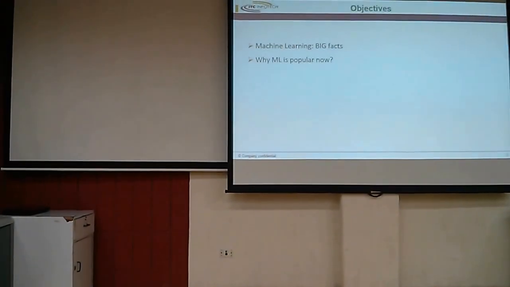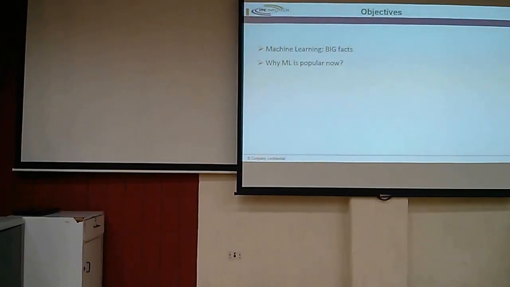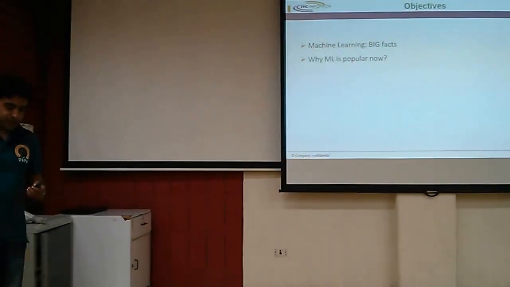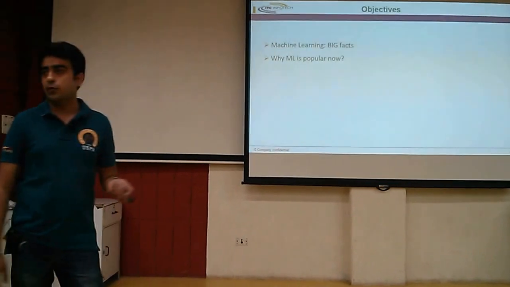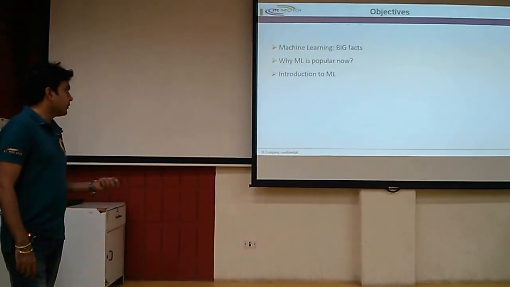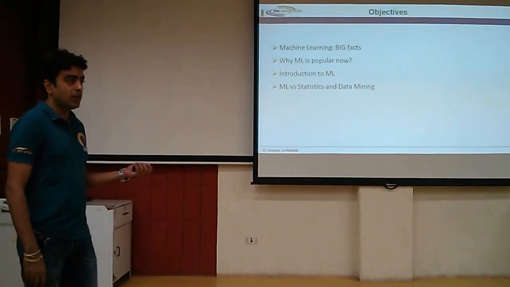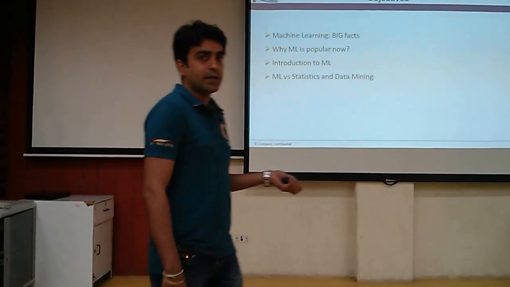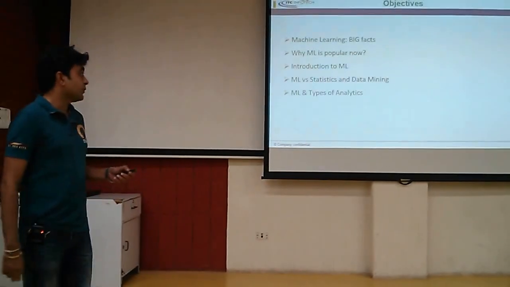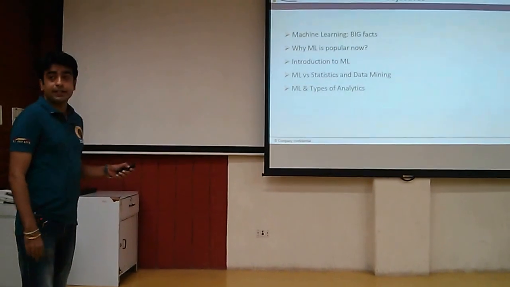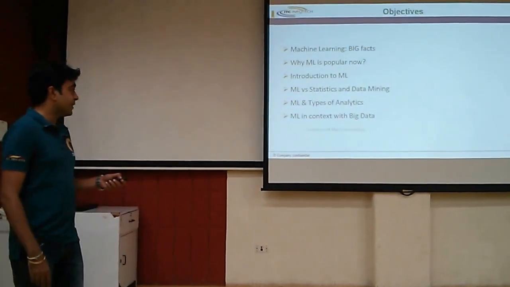We'll first be looking at why it has become popular nowadays, because it's an old subject, existing from the 1950s, but why has it become very popular now? What are some of the facts about machine learning? Then we will go through a basic introduction. We'll compare it with other areas like stats and data mining, how it's connected and how it's different from them. We will briefly touch on some of the analytics in machine learning, and how it's connected to big data.